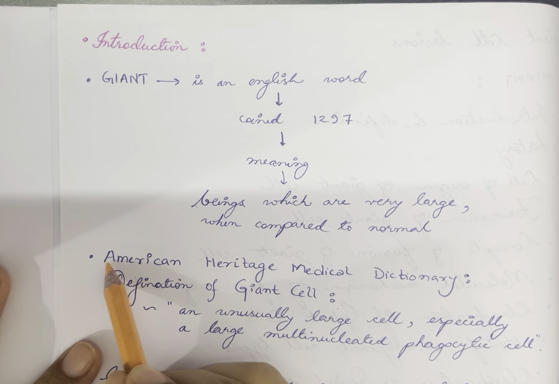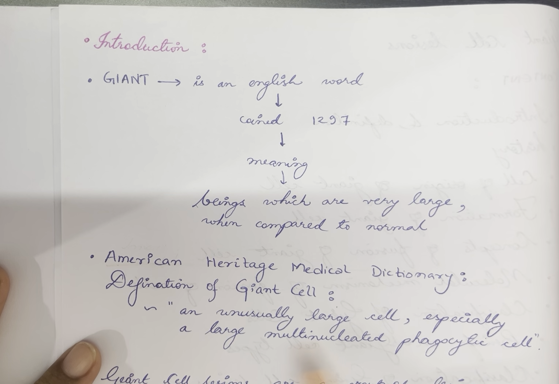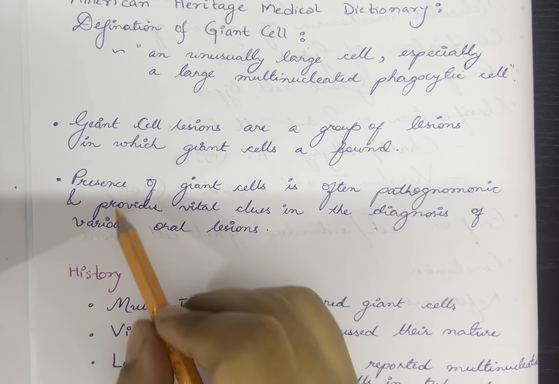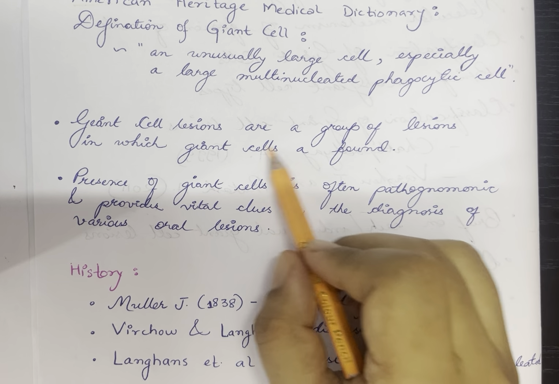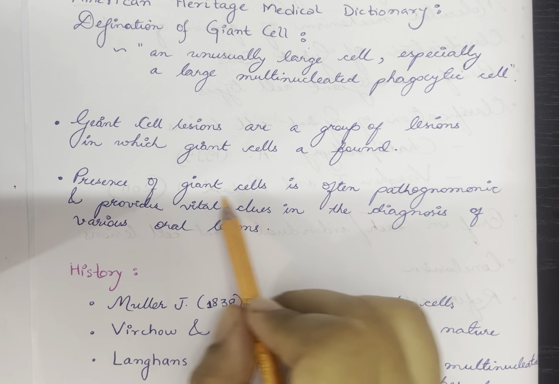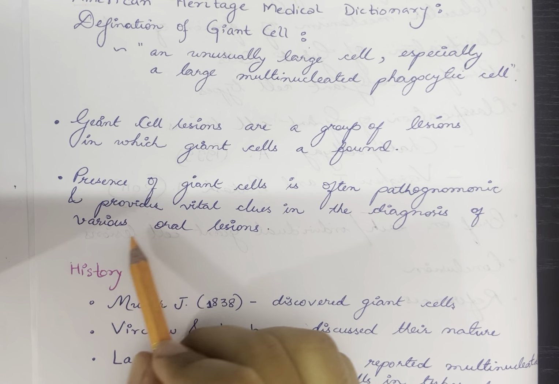The American Heritage Medical Dictionary defines giant cell as an unusually large cell, especially a large multinucleated phagocytic cell. Giant cell lesions are a group of lesions in which giant cells are found. Presence of giant cell is often pathognomonic and provides vital clues in the diagnosis of various oral lesions.